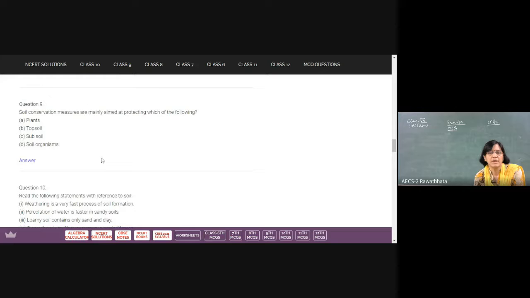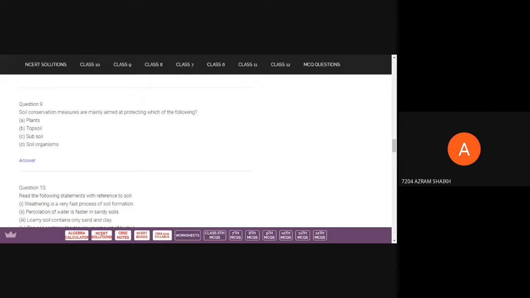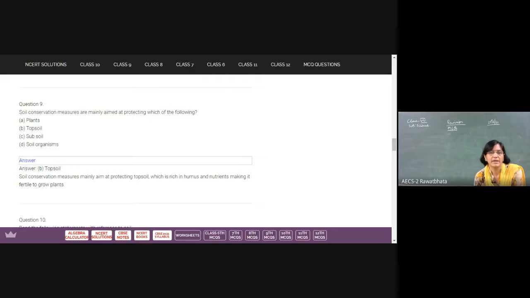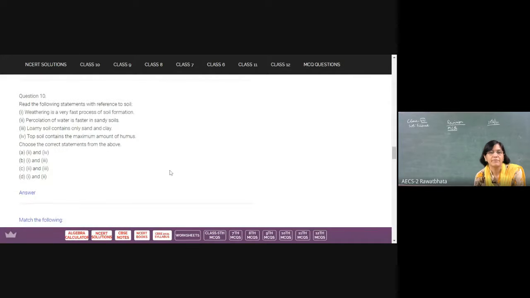Yes. Now question number 9. Soil conservation measures are mainly aimed at protecting which of the following? Soil conservation basically is protecting what? Azram, ma'am, option B, topsoil. Let's see. Good. Very good. Correct answer. Question number 10. Read the following statements. Weathering is a very fast process. Percolation of water is faster in loamy soil. Topsoil. You are supposed to choose the correct statement from the above.